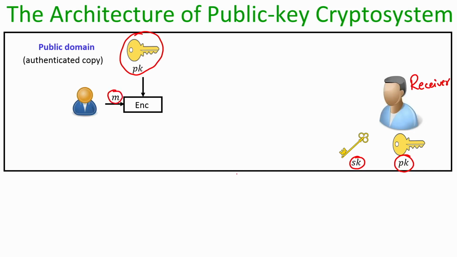Once the public key copy is available to the sender and sender has the plain text M, he will use the encryption algorithm and produce the cipher text or the scrambled text which is communicated to the receiver. Receiver upon receiving the scrambled text will now use a different key, namely the secret key which is available only with the receiver, and he will decrypt and recover back the message M.